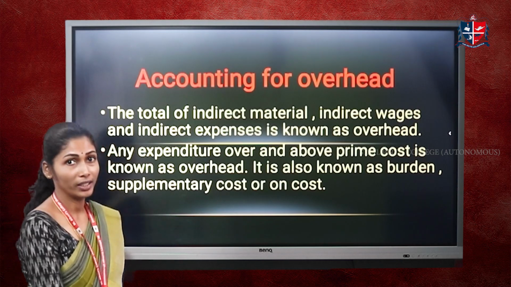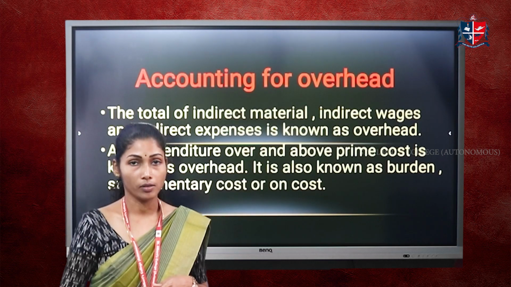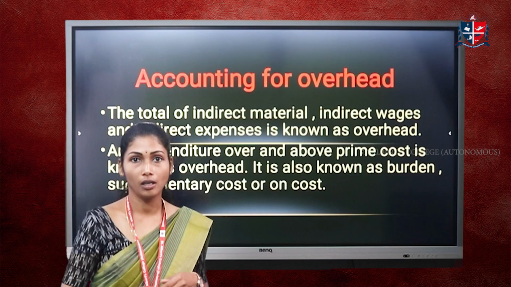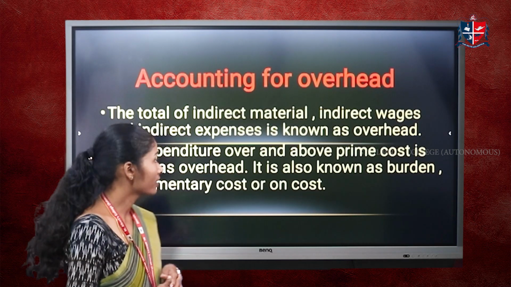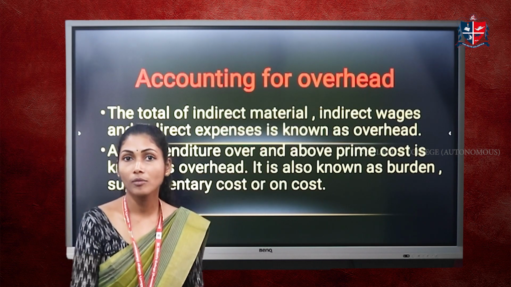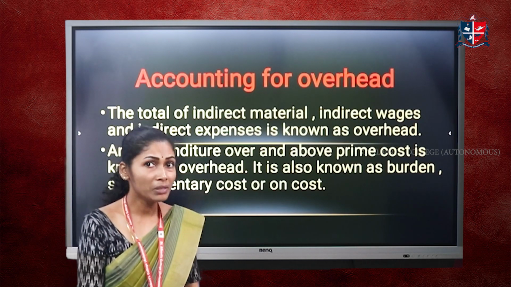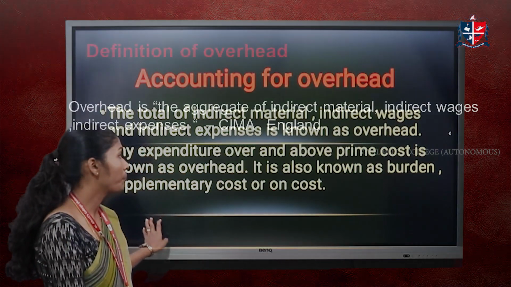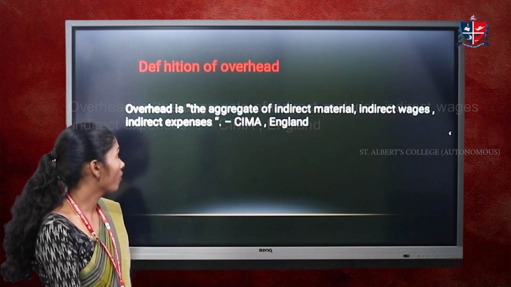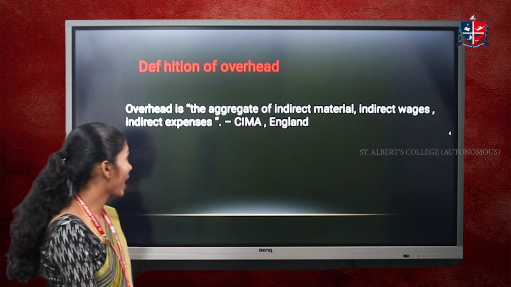First of all, the term overhead. Overhead means the total of all indirect costs such as indirect material, indirect wages and indirect expenses. We can say any indirect cost which is over and above the prime cost is also known as overheads, and it's also called a burden, on-cost and supplementary cost. According to CIMA England, overhead is the aggregate of indirect materials, indirect wages and indirect expenses.